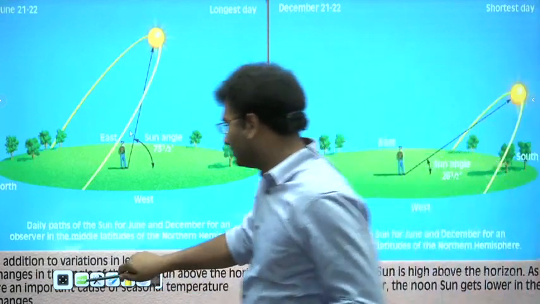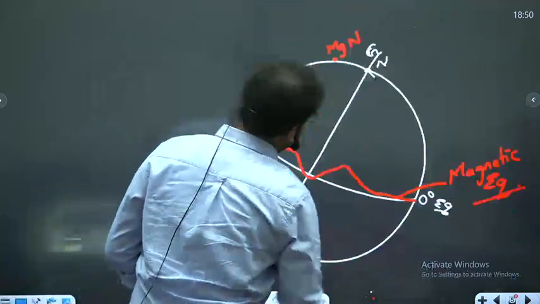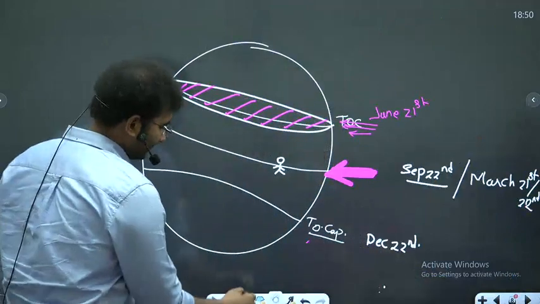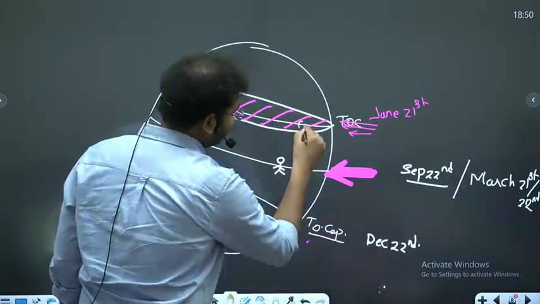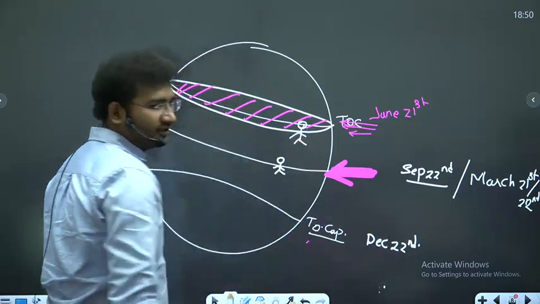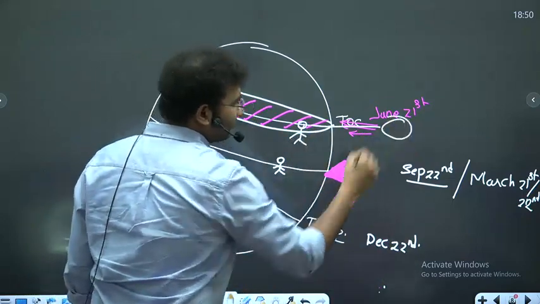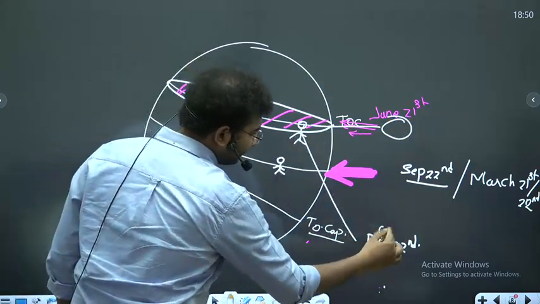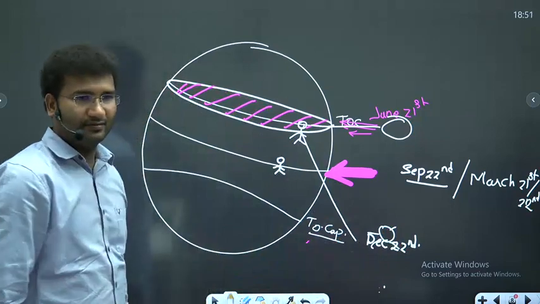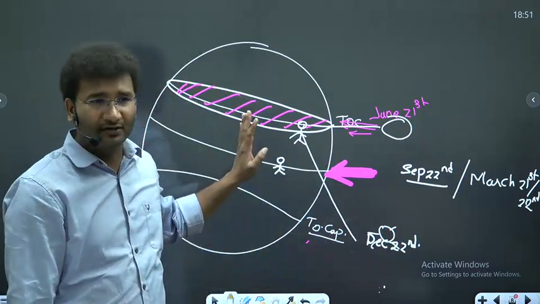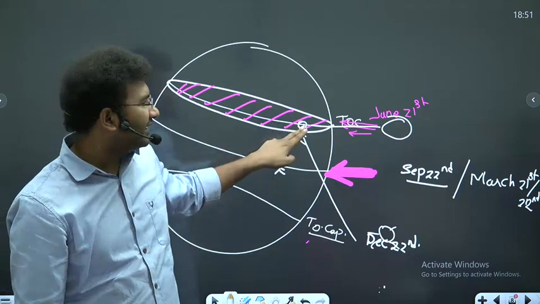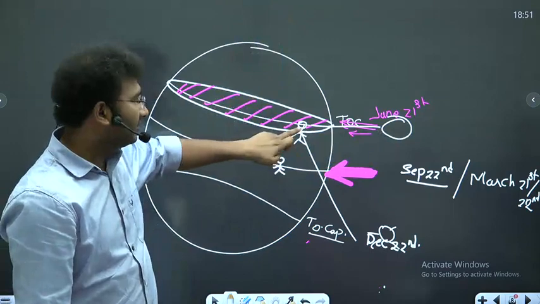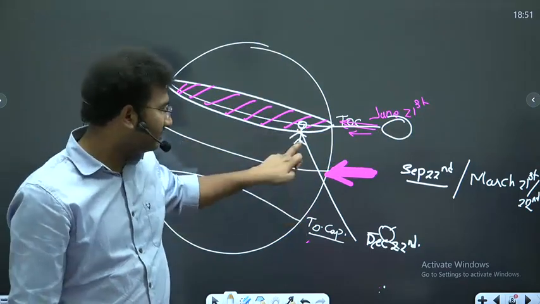In simple terms, suppose during June 21st the sun seems to be here, and during December for this person the sun will be here, right? Are you able to comprehend what I am trying to tell? Imagine you are standing here and the sun is directly above your head. It seems the sun is overhead. But for this person in the month of December the sun seems to be here.